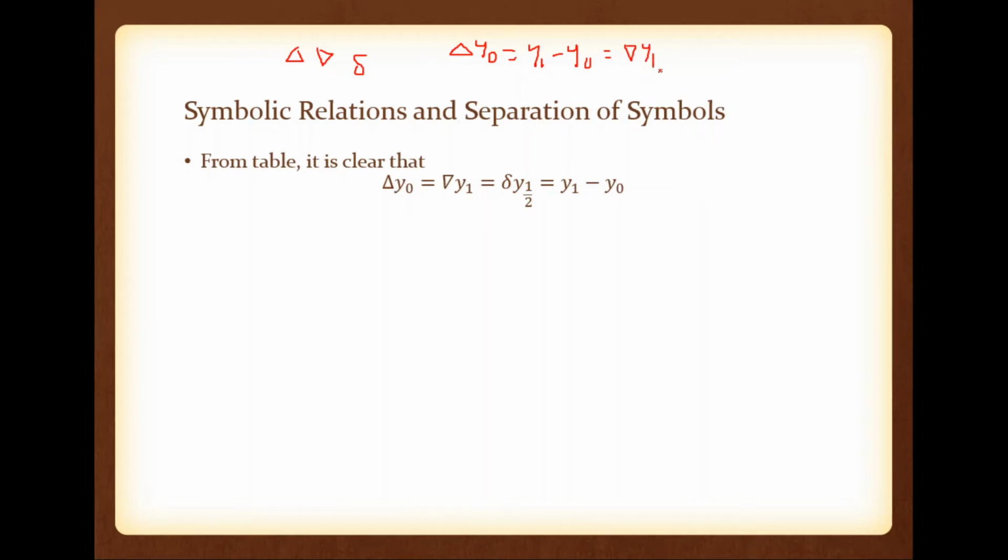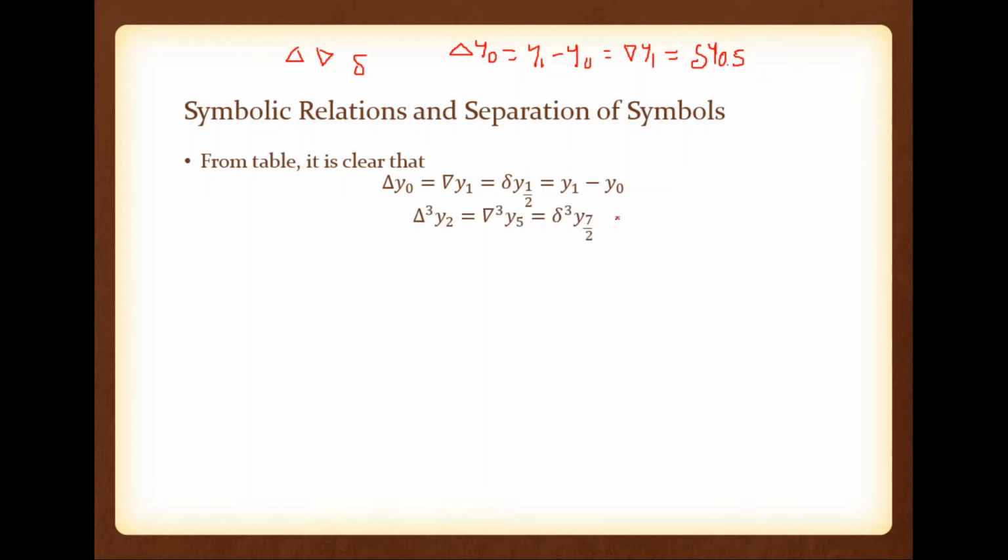Is it okay? If you are discussing the central difference table, the same y1 minus y0 is theta y at the middle point of 1 and 0. What is the middle point of 1 and 0? That is 0.5. Is it clear? So please note, delta y0 is equal to del y1 is equal to theta y 0.5, which is equal to y1 minus y0.